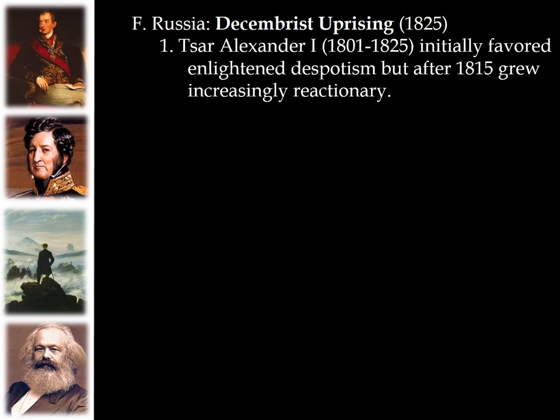Tsar Alexander I initially favored enlightened despotism. Okay, he had initially been more of an enlightened despot. He had admired Napoleon. They had a bromance going on for a little while, remember? But then he turned against Napoleon when it came to the continental system during the Napoleonic Wars. And then Napoleon retaliated by trying to invade Russia. And so from that point on, all bets were off. And Tsar Alexander I became more staunchly conservative from that point forward.